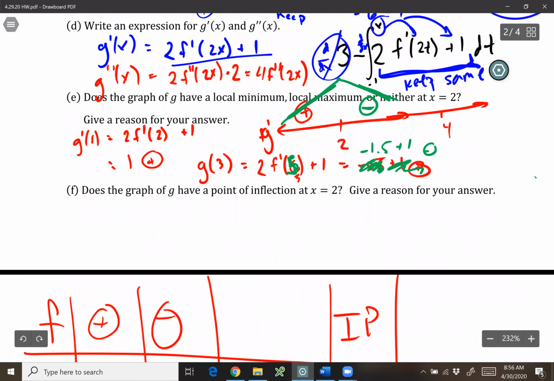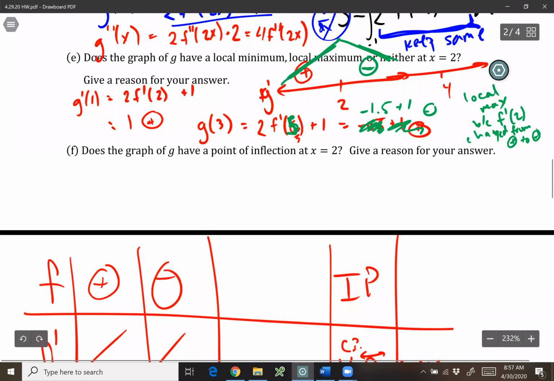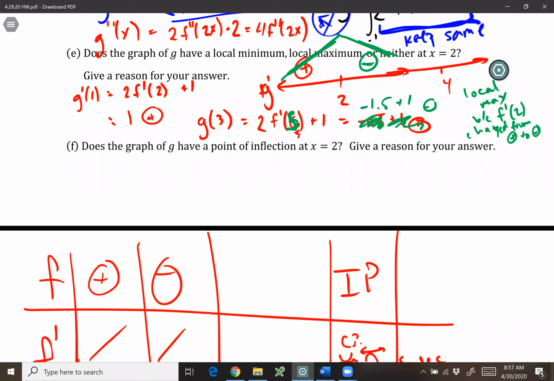So anyways, that was E. It went from increasing to decreasing, so it's a local max because F prime changed from positive to negative at x equals 2.